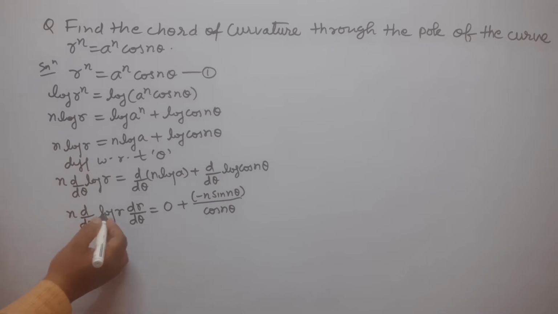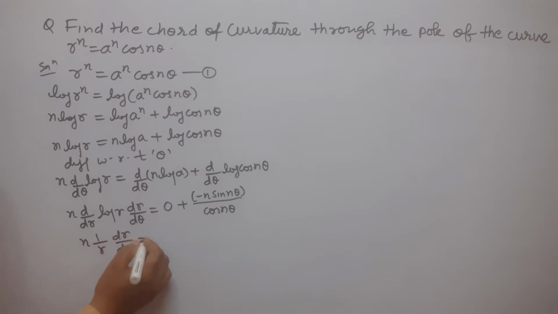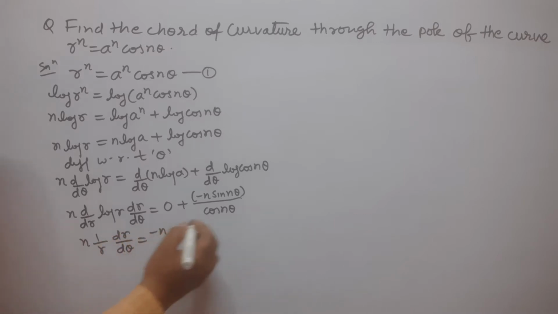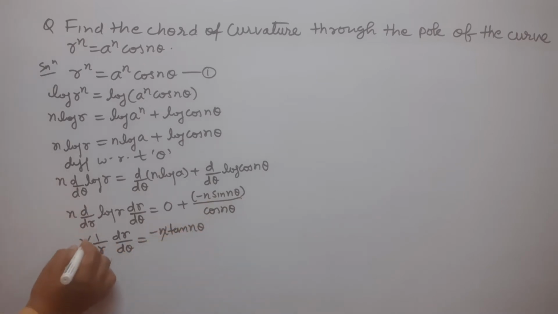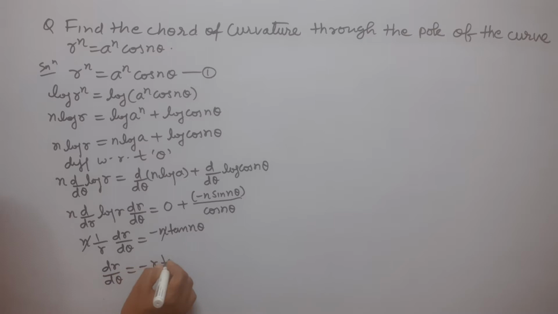Now differentiation of log r with respect to r can be written as 1 upon r dr by d theta, and the right hand side this is minus n, and sin n theta upon cos n theta can be written as tan n theta. So this n cancels from both the sides. So here we find dr by d theta is equal to minus r times tan n theta.